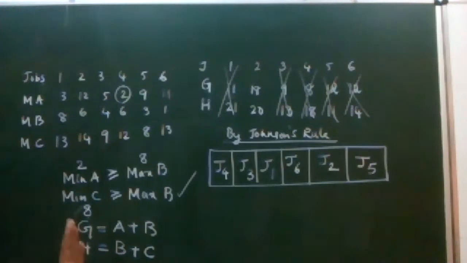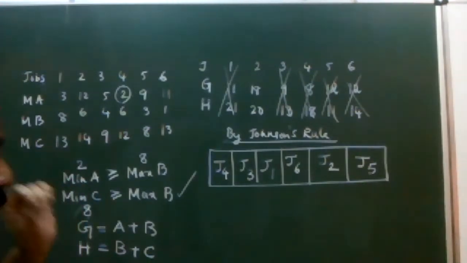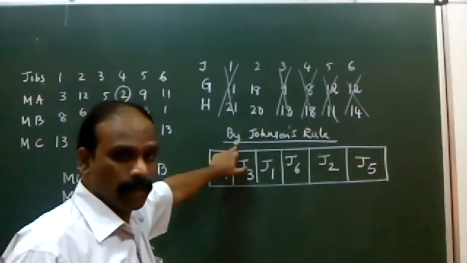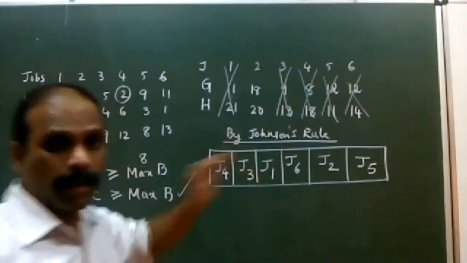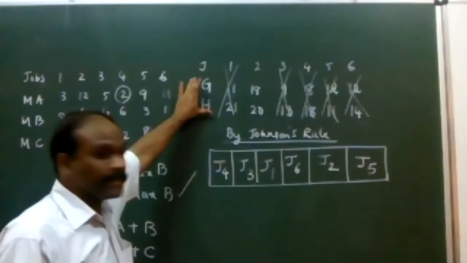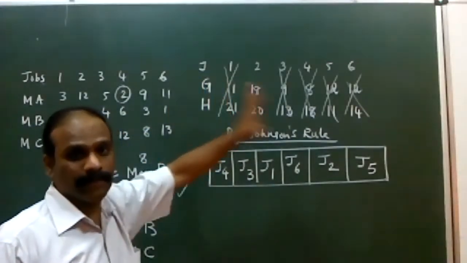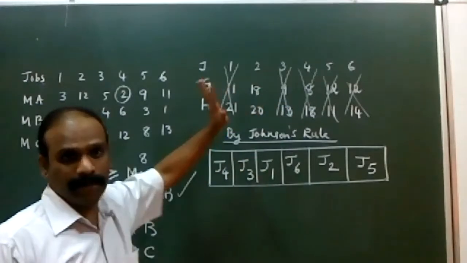Why did we convert from 3 machine to 2 machine? Only to apply Johnson's rule, only to get the sequence. The moment the sequence is obtained, this value is null and void. It is not going to be useful for anything else. We are not going to use this value any further. It has lost its relevance.